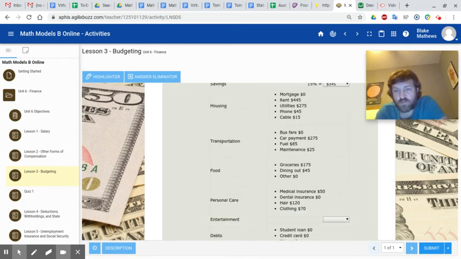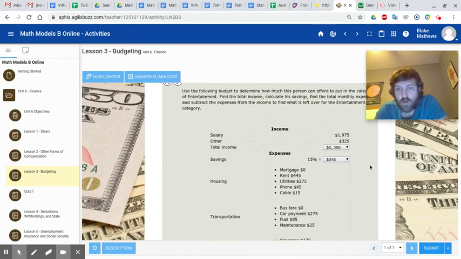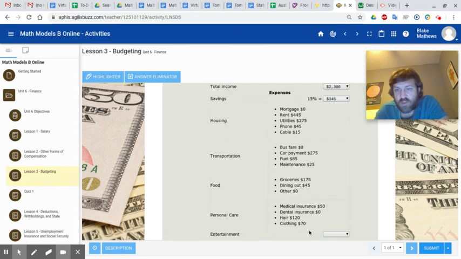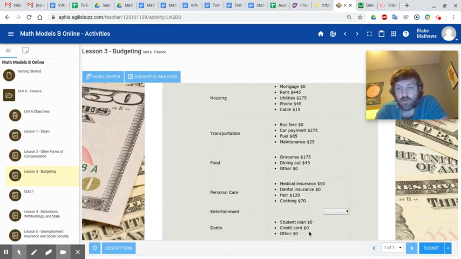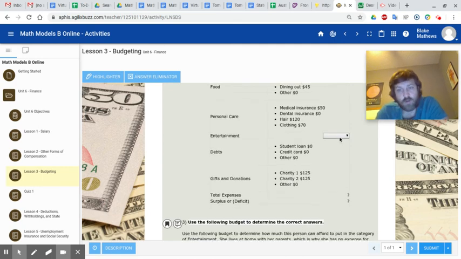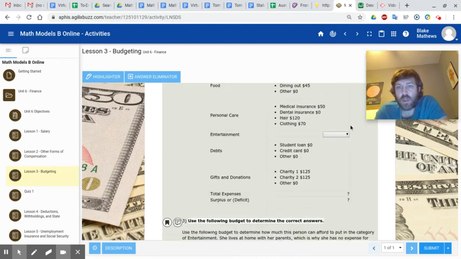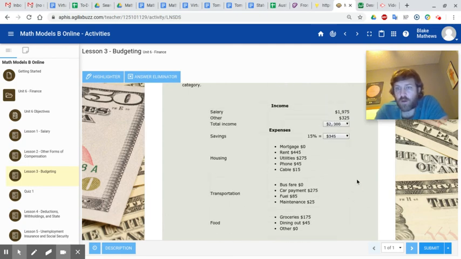So then the question is, how much can they spend on entertainment? In order to know that, we have to take the 2,300 and subtract from this list. Or you can add the expenses and subtract the total from 2,300. You're going to add up all the expenses except entertainment, obviously, and then subtract the answer from 2,300. And whatever's left is what they can spend on entertainment. So that's where you get this answer. That's all you're going to do.